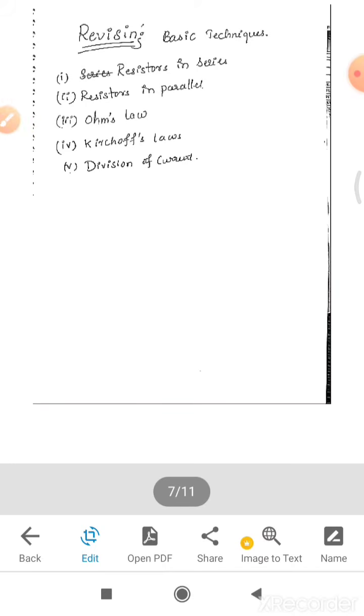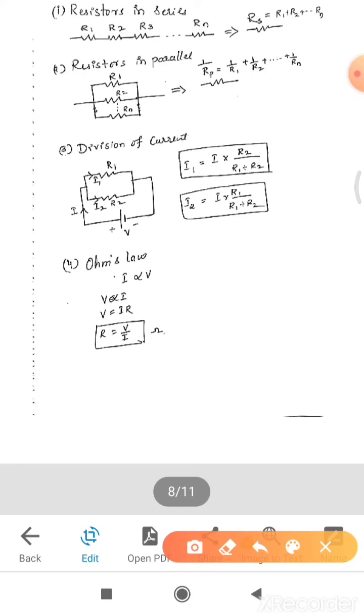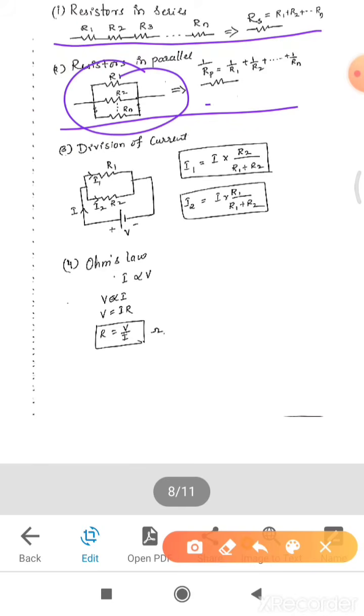I hope you can glance over these once. Rs, the equivalent resistance in series, is R1 plus R2 plus up to Rn. For resistances connected in parallel, you calculate 1 by Rp. And division of current is also called branch currents.